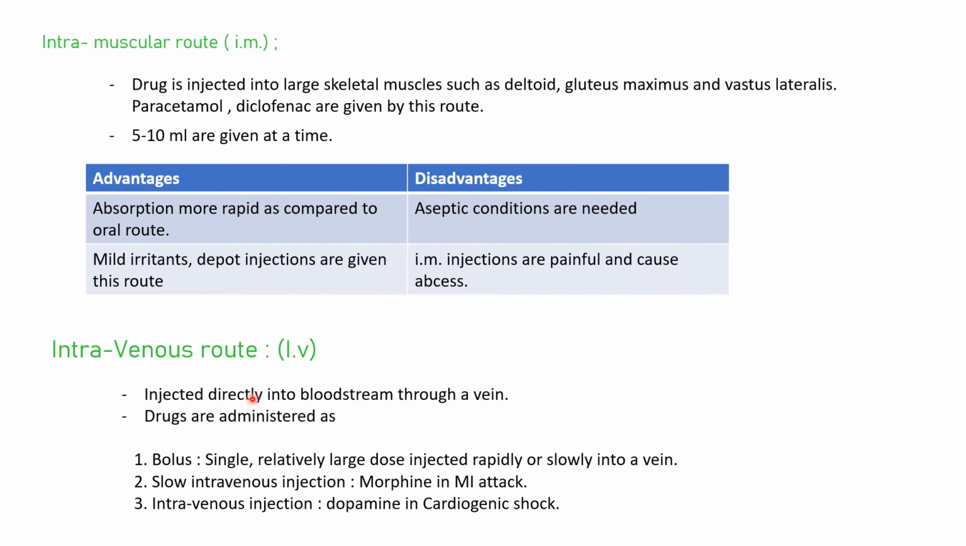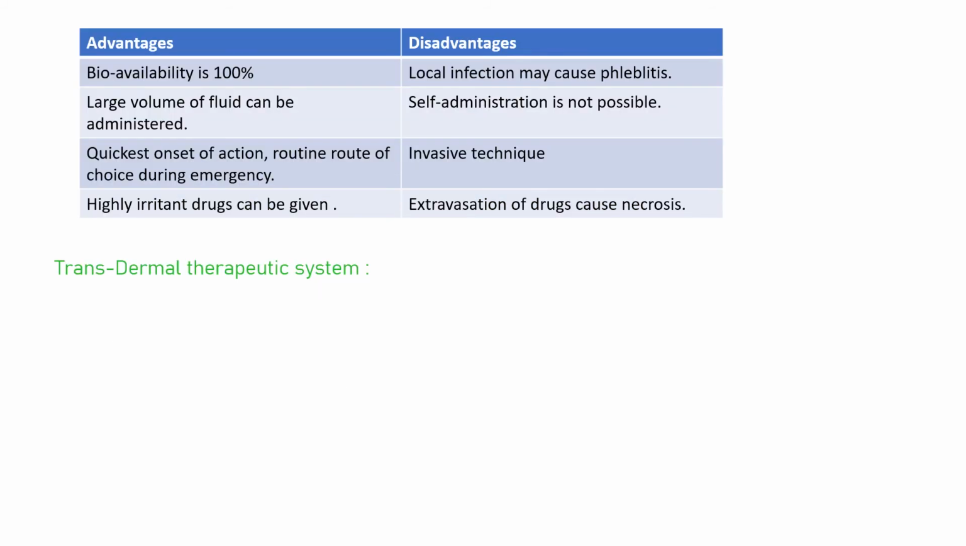Okay, IV route, intravenous route. The drug is injected directly into the bloodstream through a vein, so it enters directly into the systemic circulation. So it bypasses first pass metabolism. Drugs are administered as a bolus, a single relatively large dose injected rapidly or slowly into a vein. Slow intravenous injection: during a myocardial infarction attack, morphine is given through slow intravenous injection. During cardiogenic shock, dopamine is given through intravenous injection.